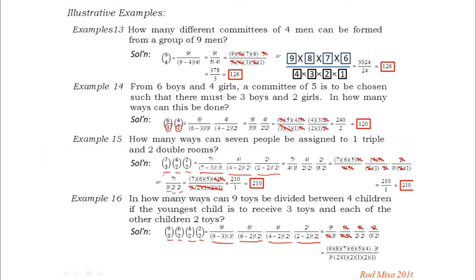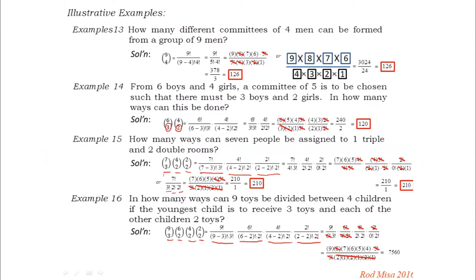So therefore, we are left with this 9 factorial in the numerator, which can be written as 9 times 8 times 7 times 6 times 5 times 4 times 3 factorial divided by 3 factorial times 2 factorial, which is 2 times 1, times another 2 factorial, which is 2 times 1, times another 2 factorial, which is 2 times 1. And canceling the 3 factorial in the numerator with the 3 factorial in the denominator, we can cancel also this product of 8 in the denominator with the factor of 8 in the numerator.